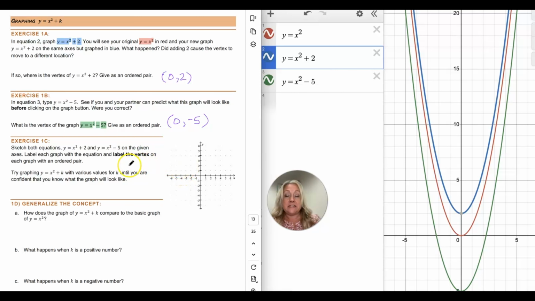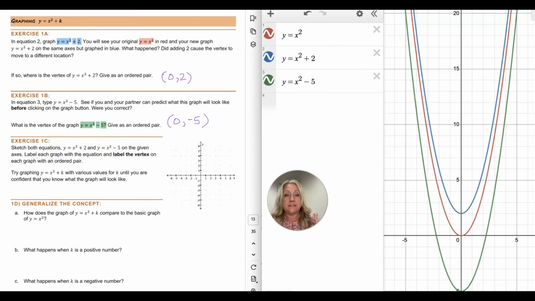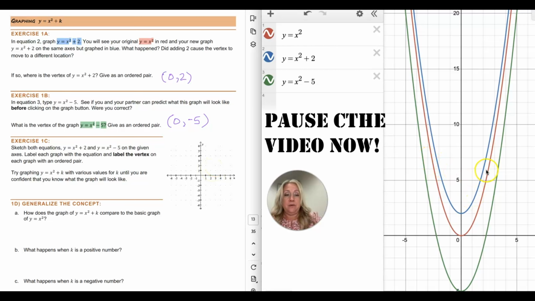All right, so in part C, I want you to graph what you see over here. Graph these parabolas on the grid that's provided here, because this is going to be your notes that you're going to keep so you can look back on to get ready for exams or quizzes. So go ahead and take just a minute, pause the video, and draw those on your grid.